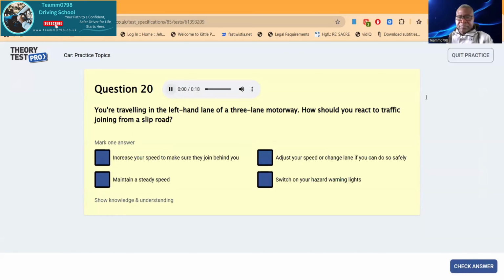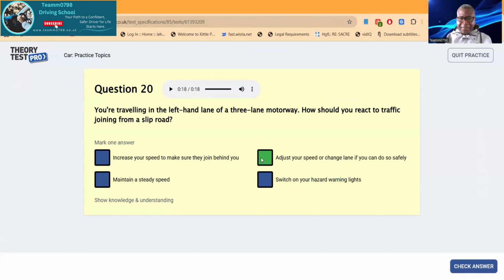You're traveling in the left-hand lane of a 3-lane motorway. How should you react to traffic joining from a slip road? Increase your speed to make sure they join behind you. Adjust your speed or change lane if you can do so safely. Maintain a steady speed. Switch on your hazard warning lights.